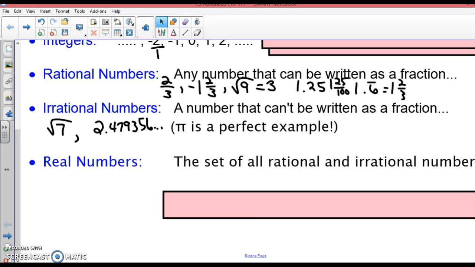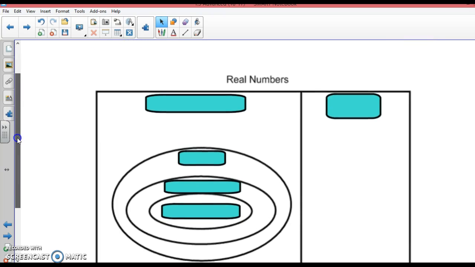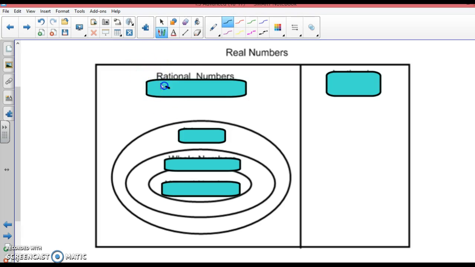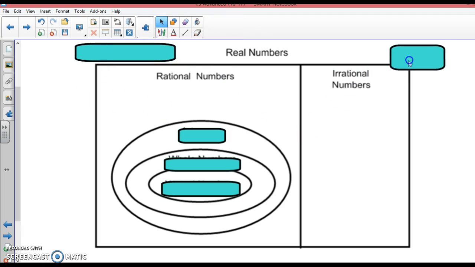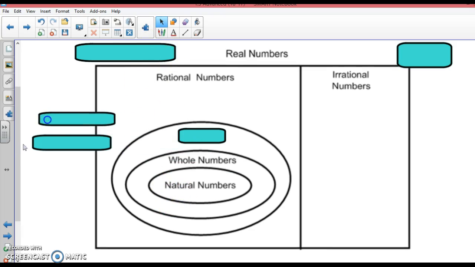Okay, real numbers. Everything we just talked about there are all real numbers. Rational and irrational together form the real numbers. All right. So let's organize these into this diagram. So real numbers, this is going to be rational and irrational. At the center, we've got our natural numbers, which are counting. 1, 2, 3. Whole numbers include 0, integers. So all of these are included in the rational numbers. Irrational numbers over here.